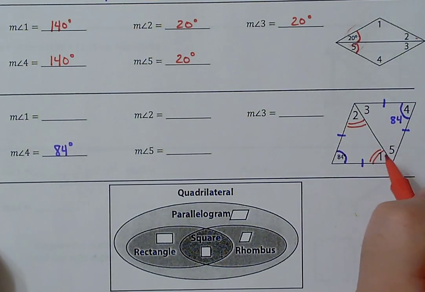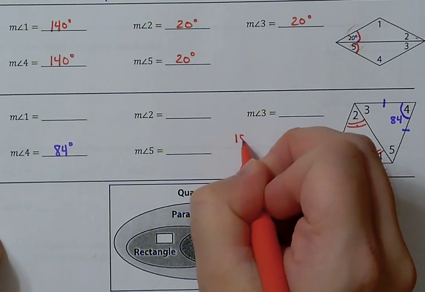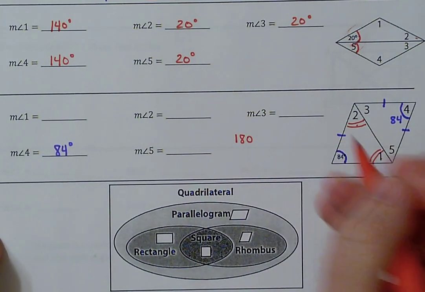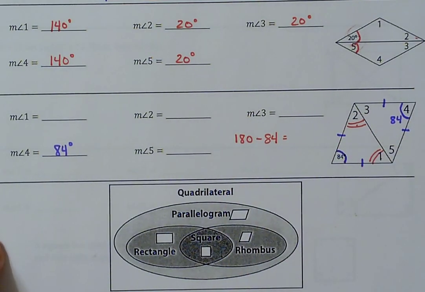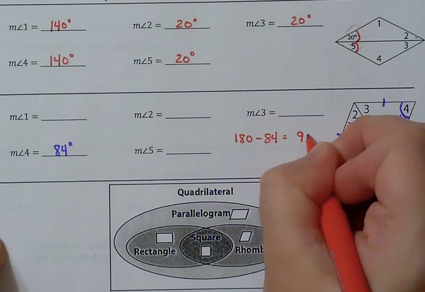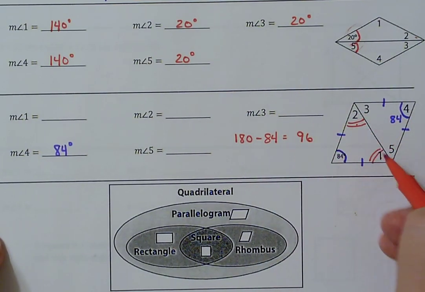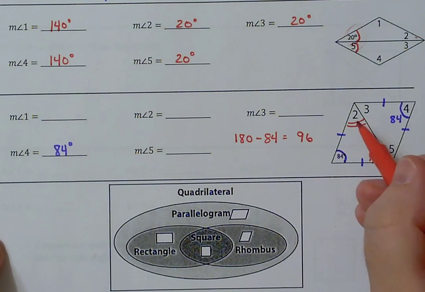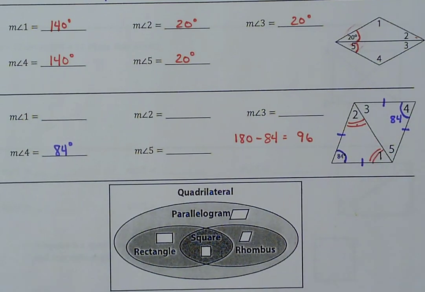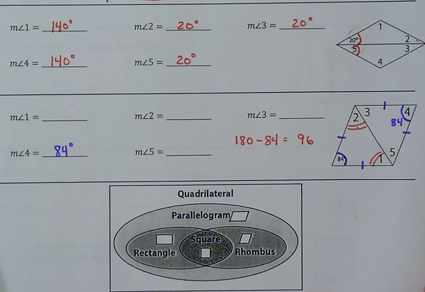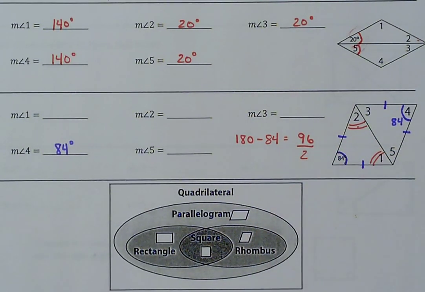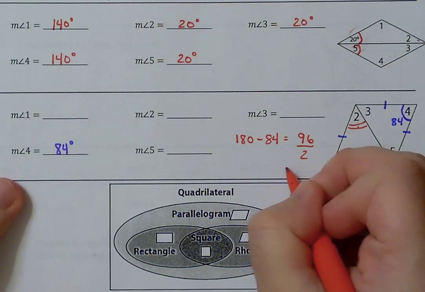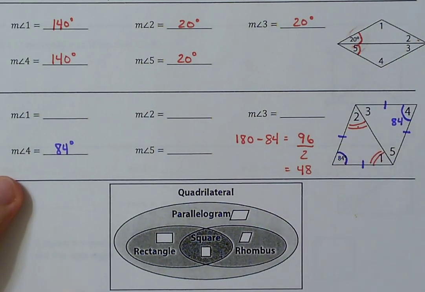So to figure out the measure of angle 1 and angle 2, we're going to take 180 degrees subtracted by 84. That is going to give us 96. So that means these two angles add up to be 96. If they have to be equal, they have to be the same measure. To figure that out, we're just going to divide by 2. So we're going to take 96 divided by 2, and that's going to give us 48.